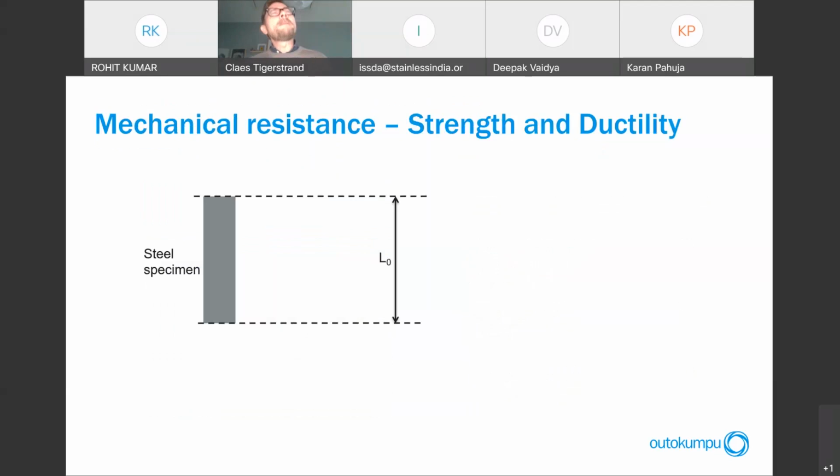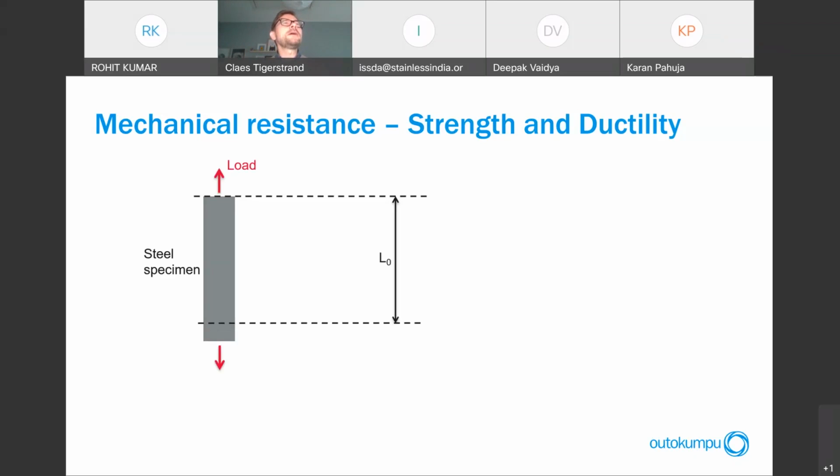Then we were talking about mechanical resistance, and there what you need to consider is strength and ductility. Normally to measure strength and ductility, we do a tensile test, and for that we need a steel specimen. Normally it has more of a dog bone shape, the whole specimen, but this is the section where you actually do the measurement. So you have the original length here, L0, then you apply a load to it, and then you will stretch the specimen.